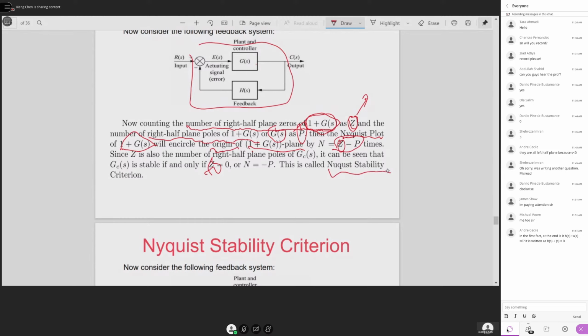This is what we call the, well, actually I need to make another revision here. This is what we call the Nyquist stability criterion.